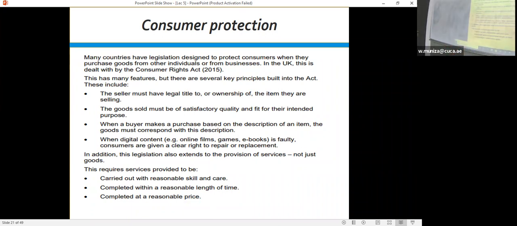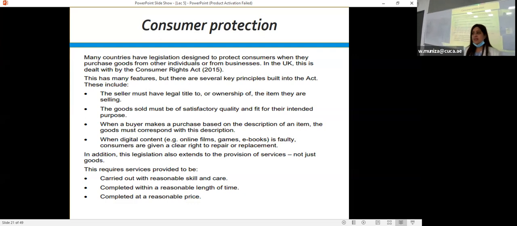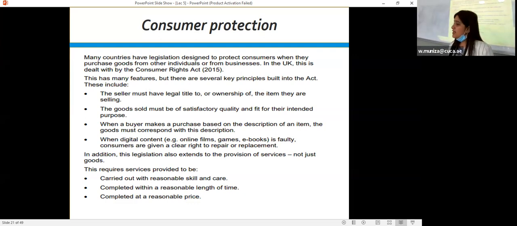So what does your book say about it? Many countries have legislation designed to protect consumers when they purchase goods from other individuals or from businesses. In the UK, this is dealt with by the Consumer Rights Act 2015. So obviously, who are consumers? These are the individuals who are purchasing things from other individuals or from other businesses. And their rights have to be protected by the certain authorities in the country.